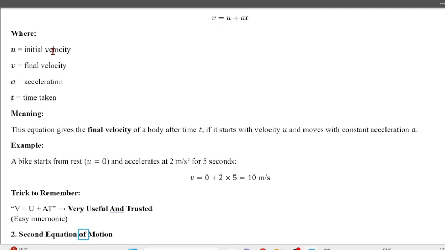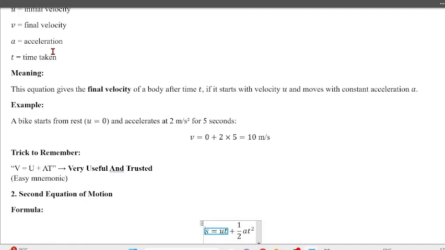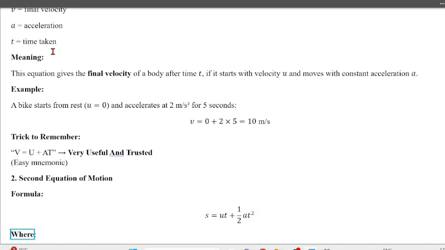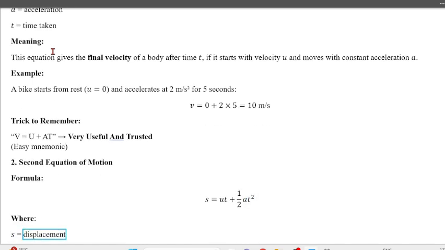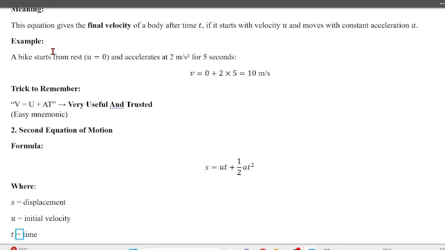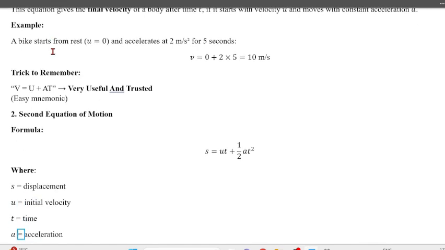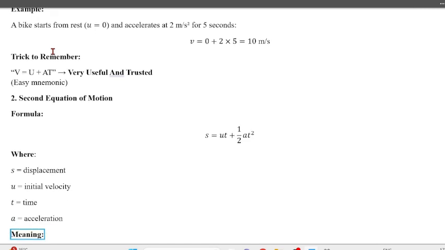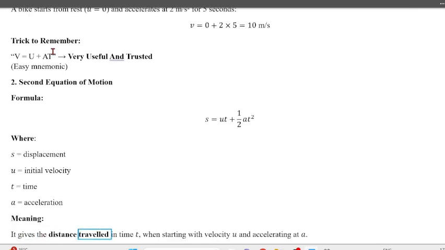Second equation of motion, formula: s equals ut plus 1/2 at squared, where s is the displacement, u is the initial velocity, t is the time, and a is the acceleration. It gives the distance traveled in time t when starting with velocity u and accelerating at a.